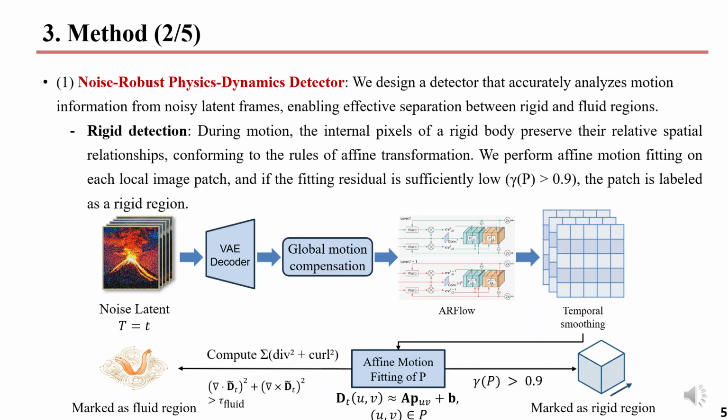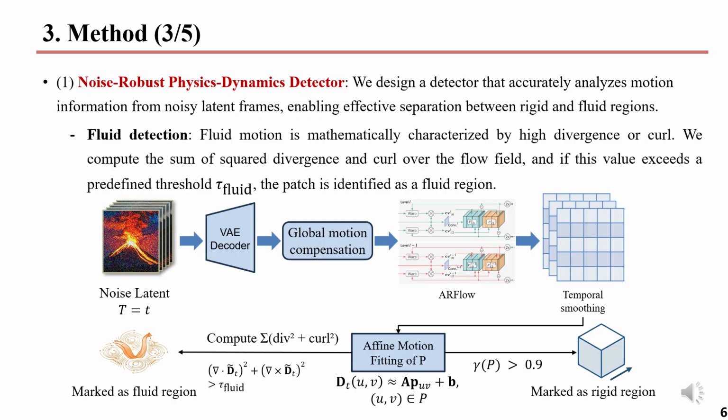Let's zoom in on the detector. For rigid bodies, the key observation is that the relative spatial relationships among internal pixels stay constant. They follow an affine transformation. So we decode a low-resolution proxy with the VAE decoder, run RAFT flow to estimate optical flow, compensate global motion, and apply temporal smoothing. We then fit an affine model to every local patch P. If the residual is below a small threshold, the patch is labeled as a rigid region.